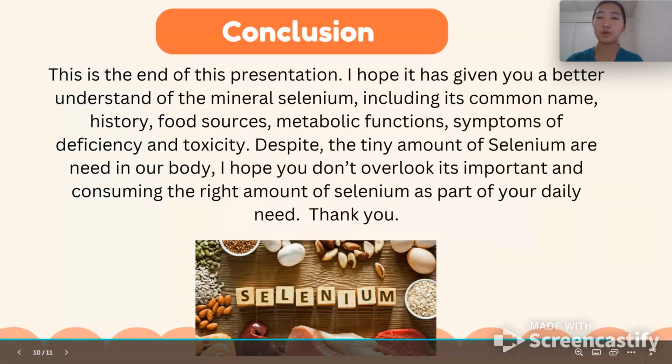I hope it gave you a better understanding of the mineral selenium, including its common name, history, food sources, metabolic functions, symptoms of deficiency, and toxicity. And despite the tiny amount of selenium needed in our body, I hope you don't overlook its importance and consume the right amount of selenium as part of your daily needs.